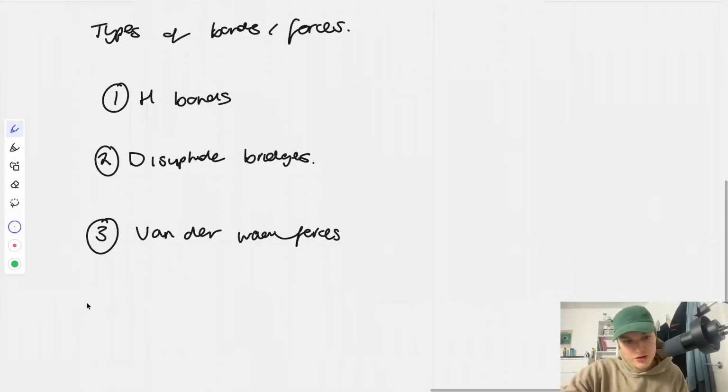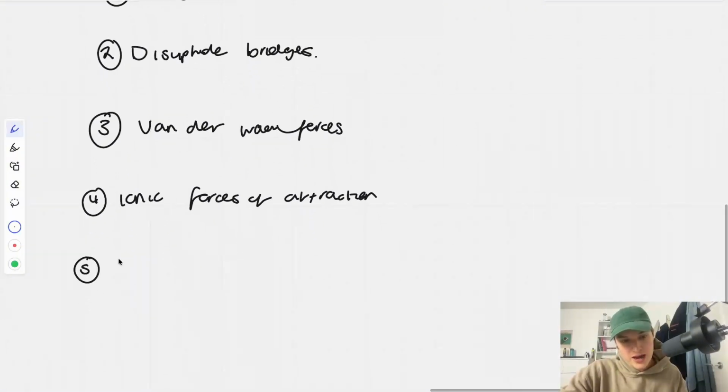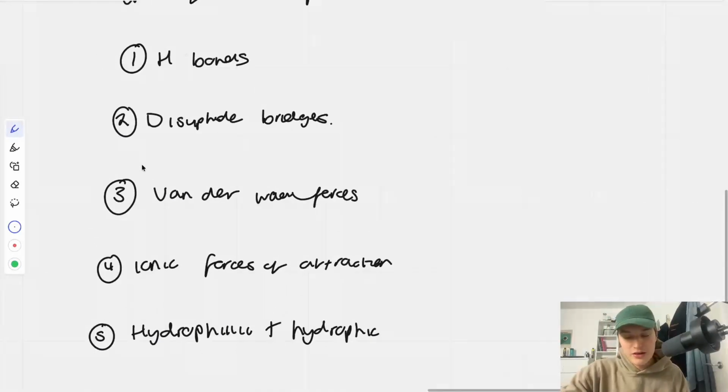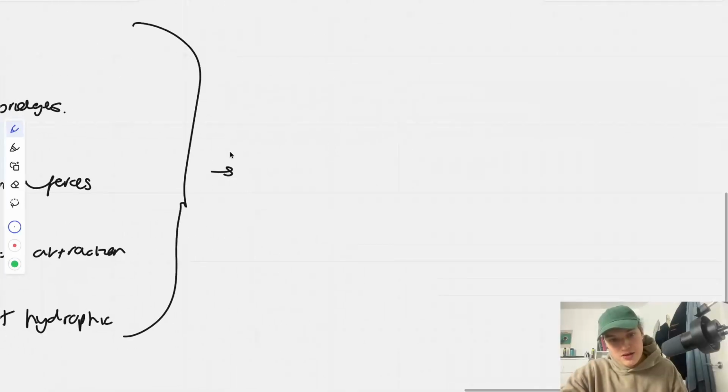Okay, van der Waals forces. We also then have ionic forces of attraction. So some of the R groups allow, because they're variable, remember, there are 20 different R groups, we allow ionic forces of attraction, all keeping the tertiary structure strong. And then there are also hydrophilic, which means water-loving, and hydrophobic, water-hating interactions. Okay, so the 5 things that can arise in the tertiary structure. All 5 of these then will give rise to the tertiary structure.